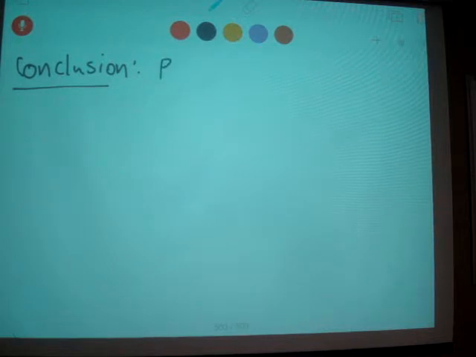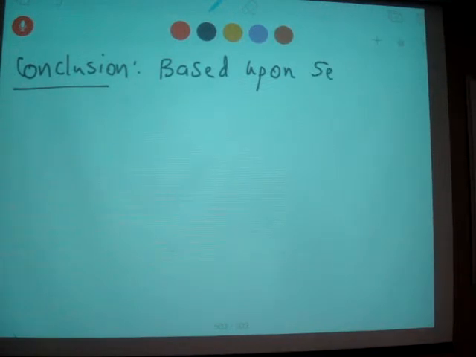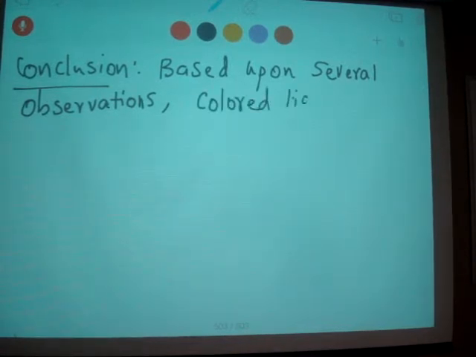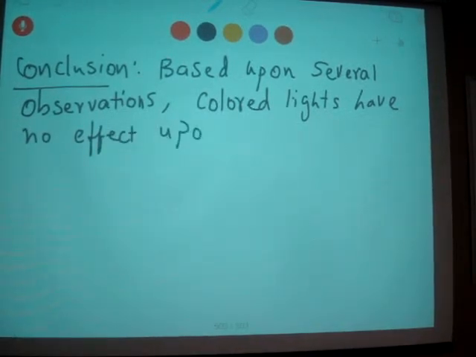They said based upon several observations, colored lights have no effect upon my dog's feeding habits.